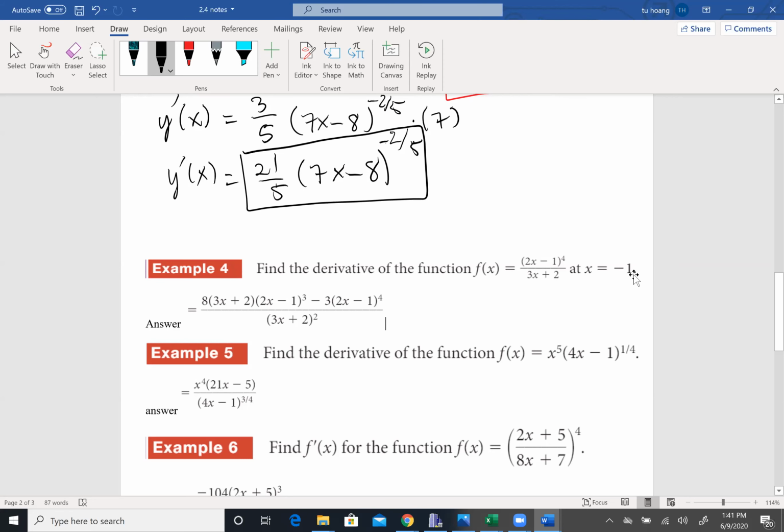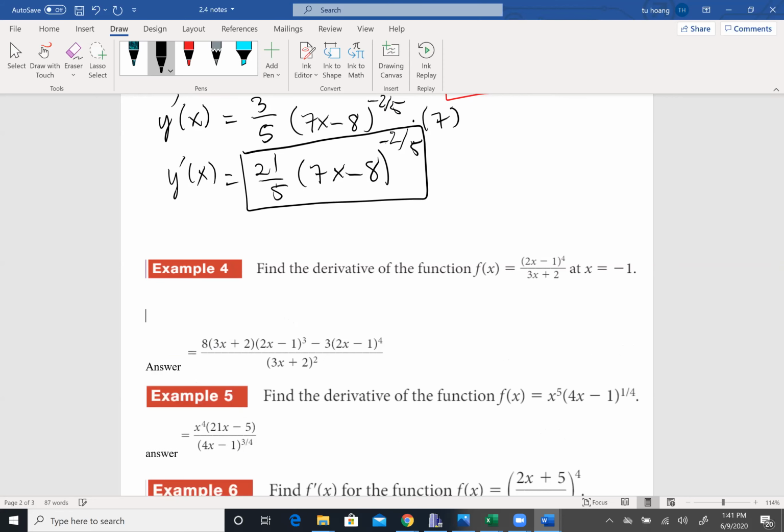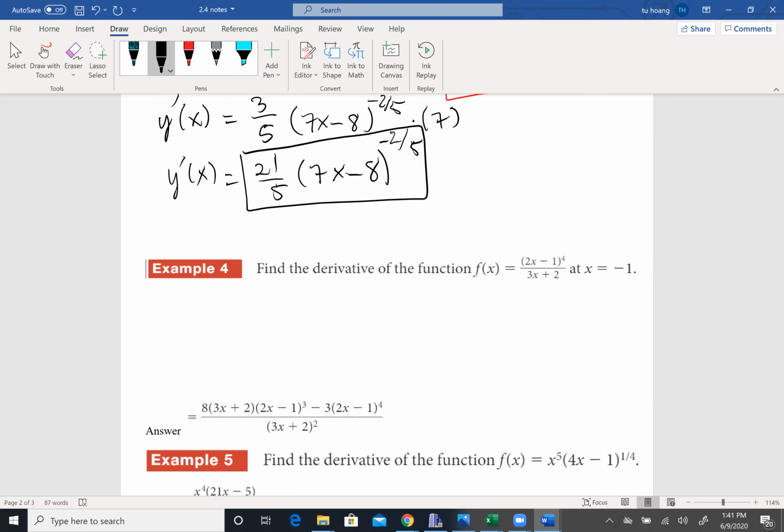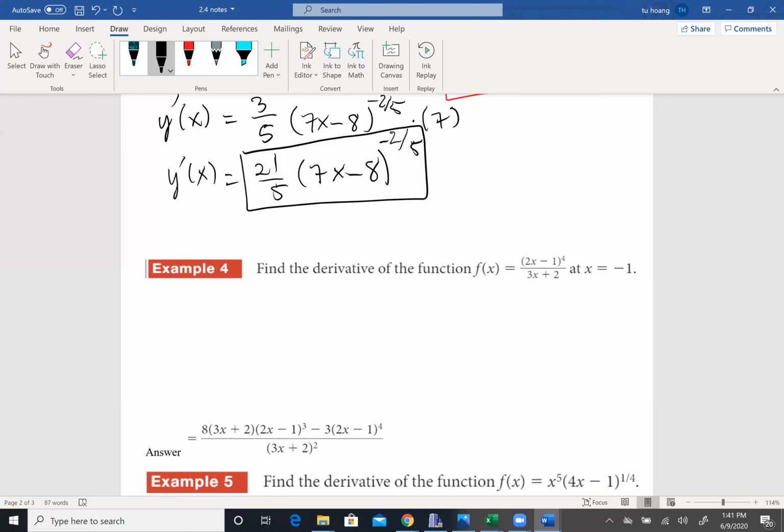Okay, so let's see. In example 4, I give you the answer here already. If you want to try before looking at my solution, you can pause my video and do it. So now I'm going to show you the solutions. So first thing you need to know is that f of x equals (2x minus 1) to the power 4 over (3x plus 2).